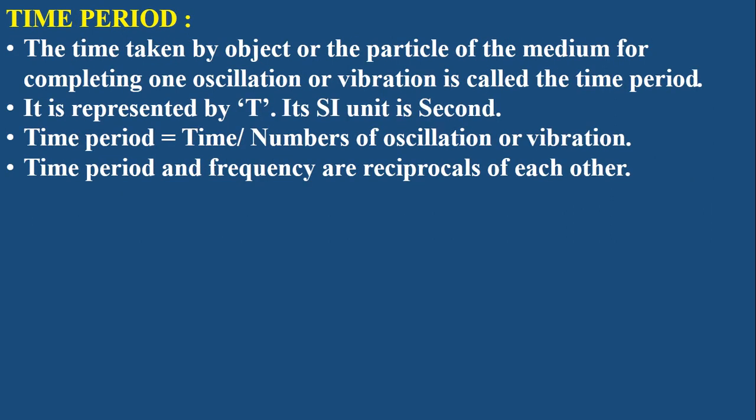Now the next characteristic is time period. The time taken by an object or a particle of the medium to complete one oscillation or vibration is called the time period. Students, as you all know what one complete oscillation is, we have already discussed it. It is represented by capital T, and its SI unit is second. The time period equals time divided by the number of oscillations or vibrations. If we see the formula, we can say that the time period and frequency are reciprocals of each other.